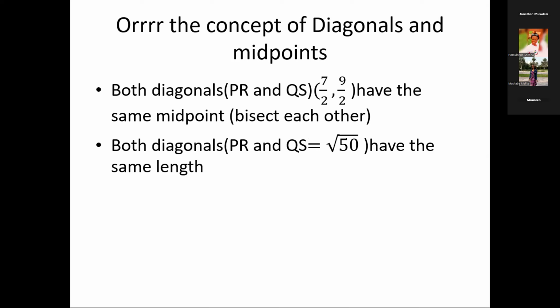So you can use either the first formula or the formula for the concept of diagonals and midpoints, because they all prove that the shape is a rectangle. And then you calculate and find the area of the plot of land.